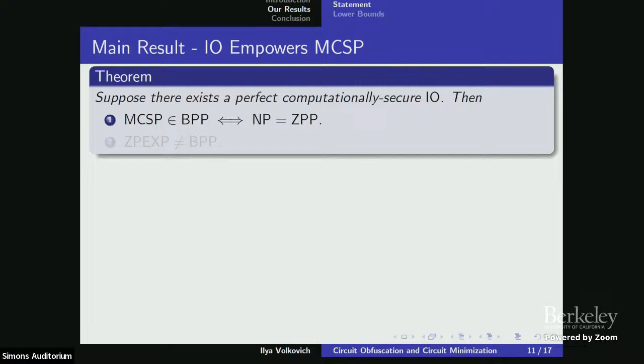So now the interesting thing is that, maybe the next bullet will help you appreciate it better, you can actually use this result to show something else. You can use the result to separate ZPX from BPP. ZPX is the exponential version of BPP. Let me discuss that in the broader context.